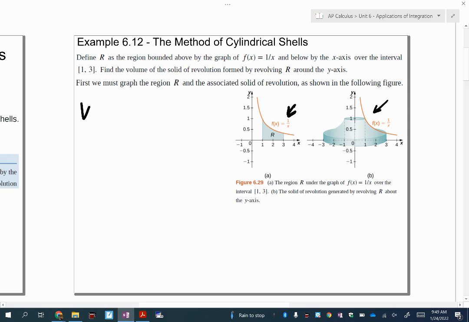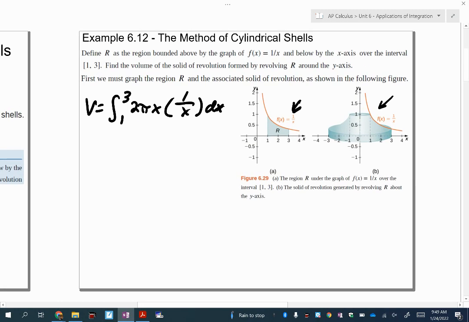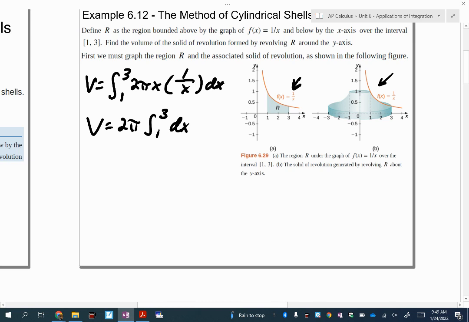I'm going to write down my formula, which is the integral from 1 to 3 of 2 pi x times my function, 1 over x. Again, if you need to refer back to it, please do. When you do this, I'm going to pull that 2 pi out front, because those are just constants. But x times 1 over x is actually just going to cancel out and leave me with dx. It may have been a while since you've done this, but the integral of just 1 dx is going to be just x.